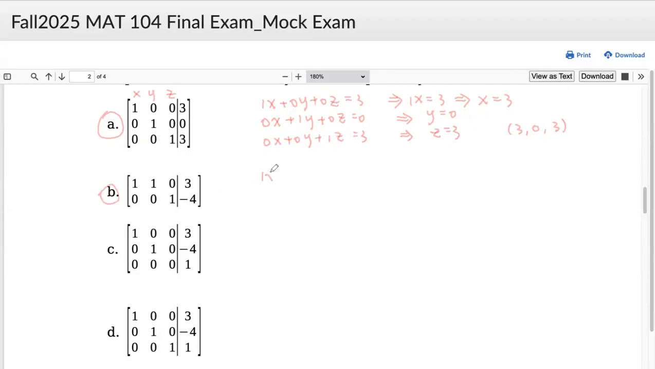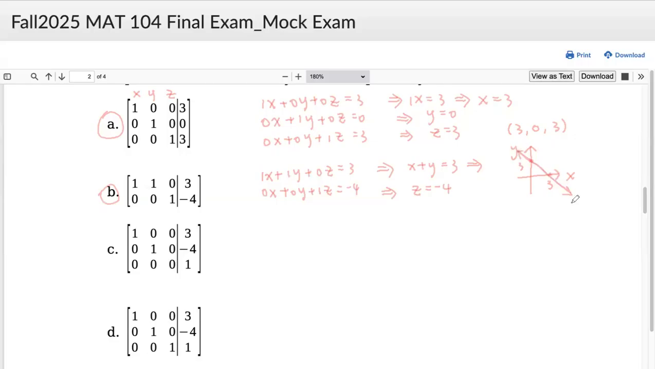B we interpret as 1x plus 1y plus 0z equals 3, and 0x plus 0y plus 1z equals -4. Simplify the first one: x plus y equals 3. Simplify this one: z equals -4. Well, x plus y is a line. You can draw it on the x, y plane. If x is 0, y is 3. If y is 0, x is 3. So that's a line, and the line keeps going forever.